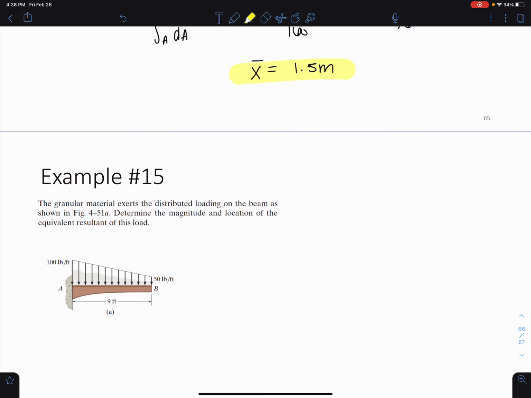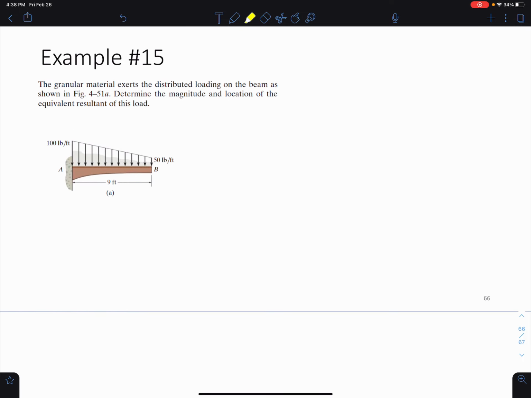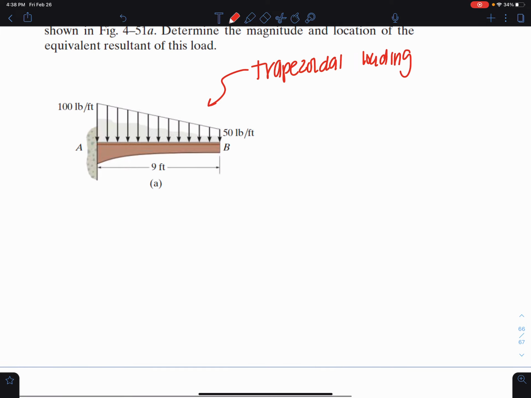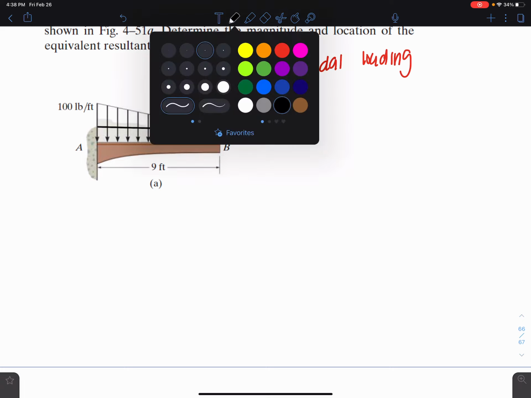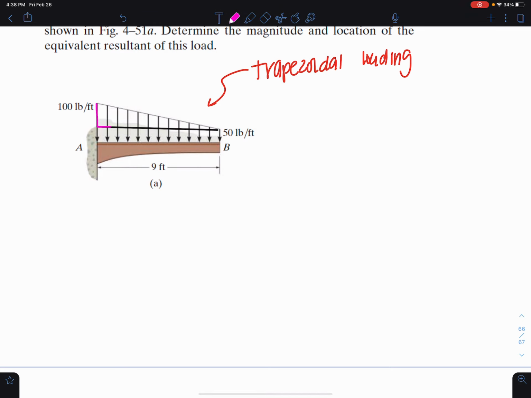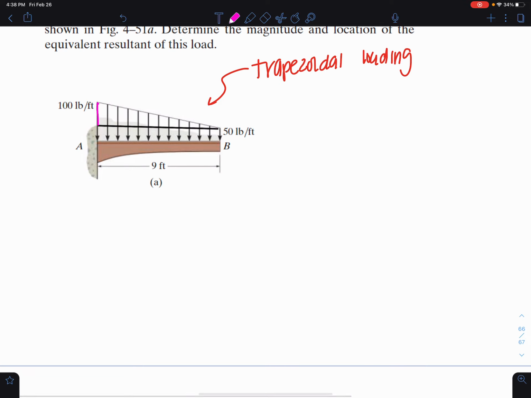Okay, we're going to go ahead and do the last example here. This is a little bit more typical of civil engineering structures. This is a trapezoidal load. We want to know the magnitude and location just like before, but instead of using those formulas and integrals, I'm going to split this up and just use geometry. As you can see, this top part is just a triangle, and the bottom part is just a rectangle.